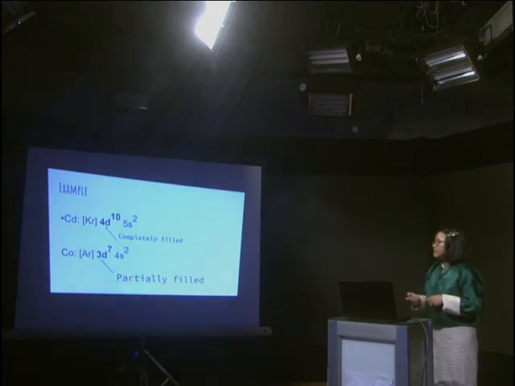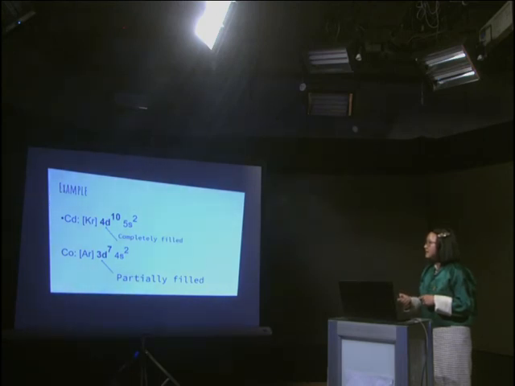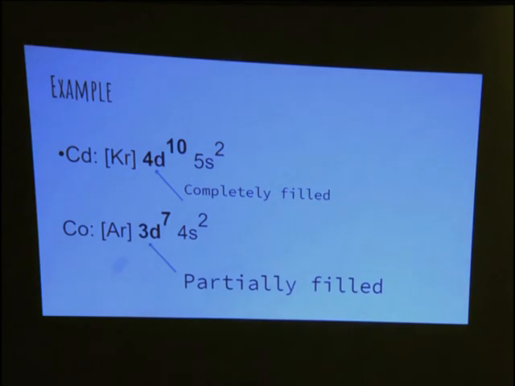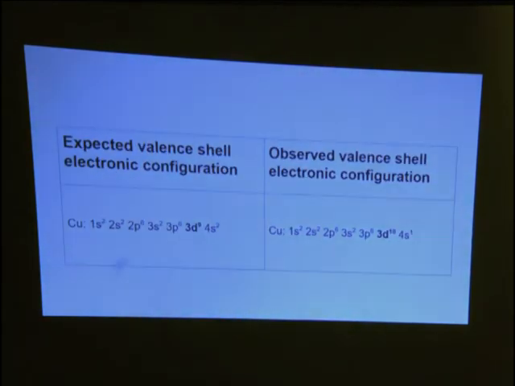Example here, this is the configuration of cadmium. You can clearly see that the penultimate shell here is completely filled, d¹⁰. If you look at cobalt, it is 3d⁷, which means it is partially filled.